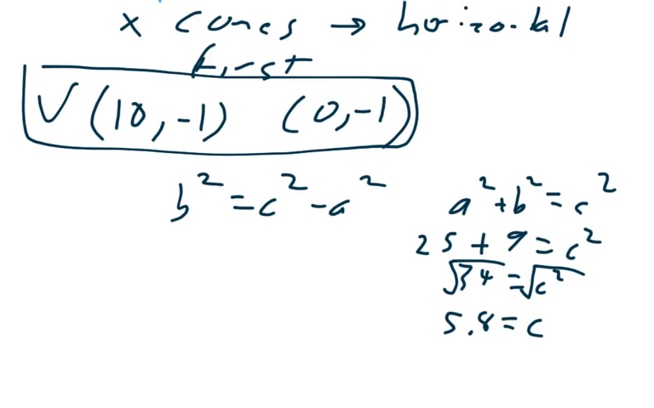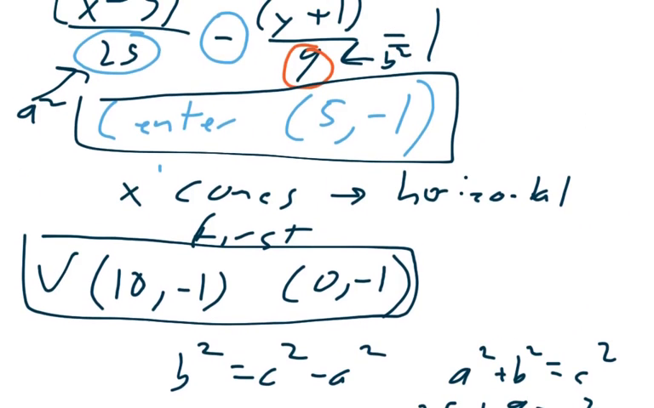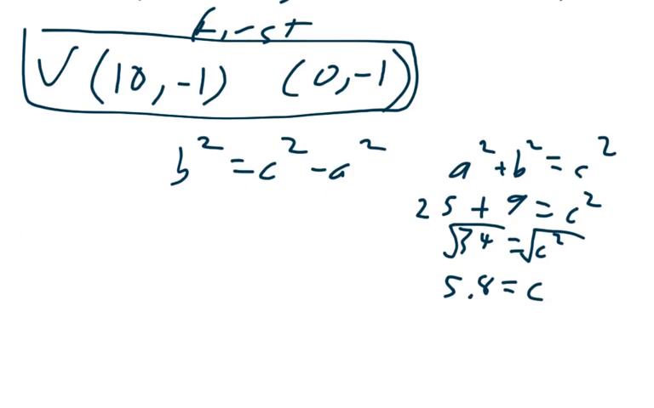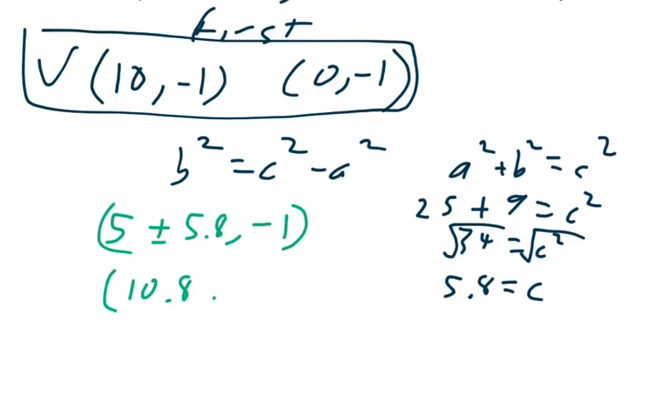Now, we always change, in this one, the variable that comes first. So we are going to change the x from our center. So I got 5 plus or minus 5.8, -1. So that would be 10.8, -1, and -0.8, -1.